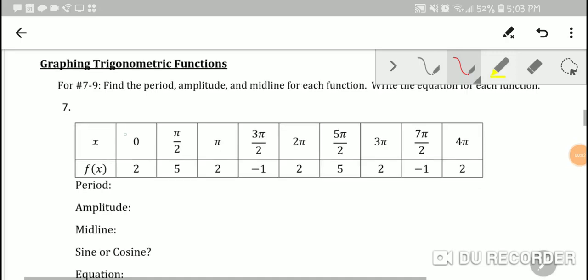All right, to find the period, we count the first 5 points. So 1, 2, 3, 4, 5. Your period is 2 pi.